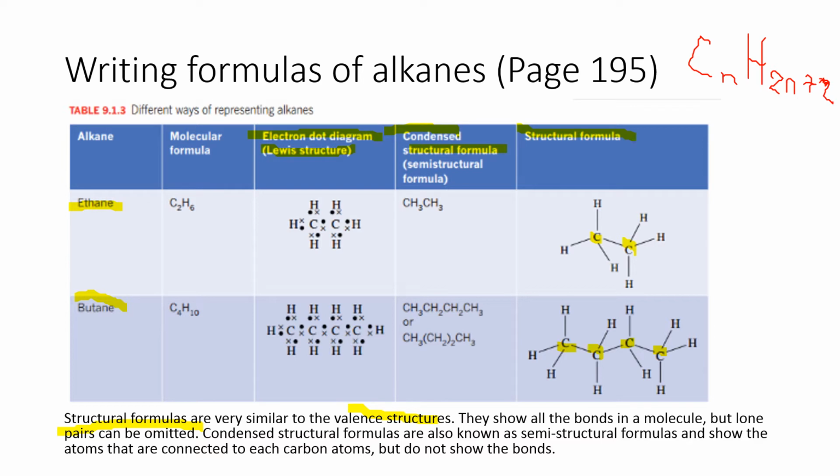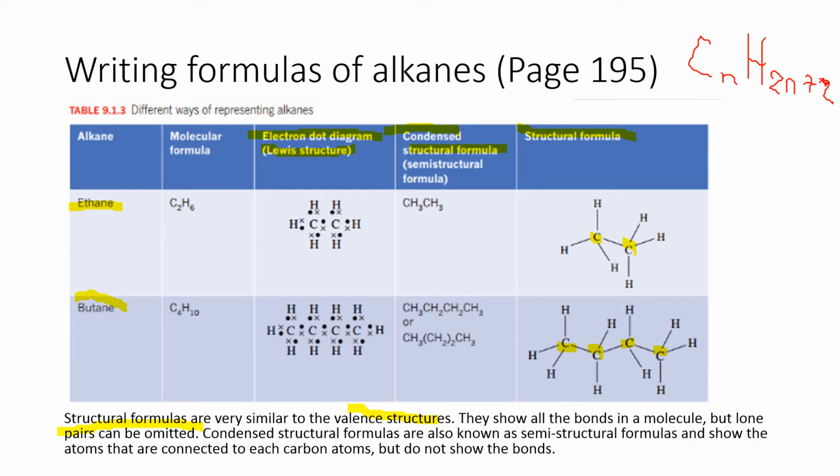Ethane and butane do not really have any lone pair electrons, because the carbon has 4 valence electrons, and each will be shared with a hydrogen atom. Eventually carbon will have 8 valence electrons, all bonded to one another. Hydrogen has 1 valence electron, and if we share it with carbon, eventually we have 2 valence electrons. So the structural formula is very similar to the valence structure that we have discussed. It is not the same as the electron dot or Lewis structure.